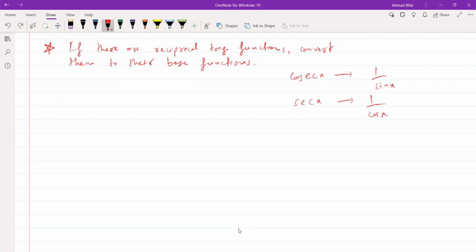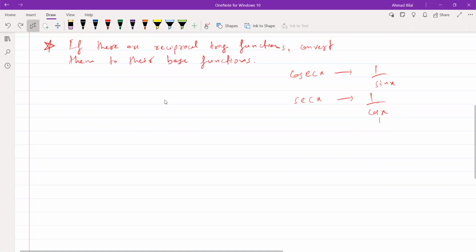So if there are squares of these, cosecant square है, secant square है, then you can think about applying one of those identities. यानी कि 1 plus tan square equals secant square, वो use कर सकते हो. 1 plus cot square equals cosecant square, वो use कर सकते हो. लेकिन अगर powers नहीं है, if these are single powers, cosecant x, secant x like this, then it's better to convert them to their base functions.